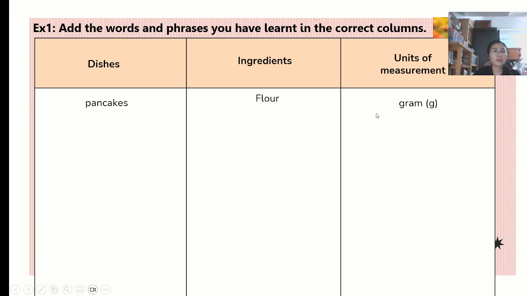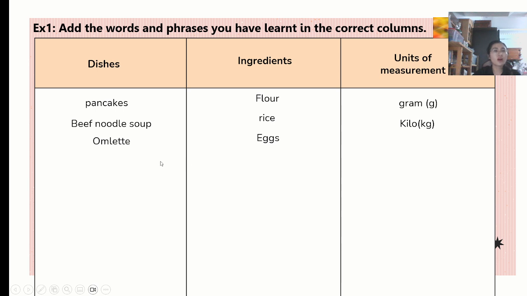Now, try to remember the vocabulary you have learned in the unit. I have beef noodle soup. To make noodles, we need rice. So the unit of measurement is kilo. Another dish, omelette. To make an omelette, we need eggs.